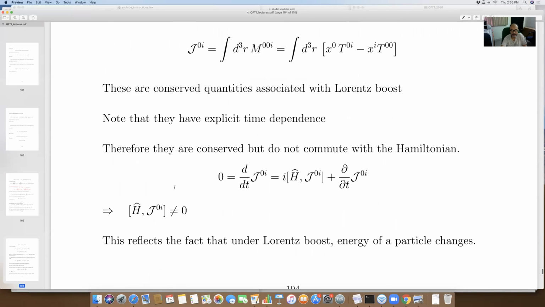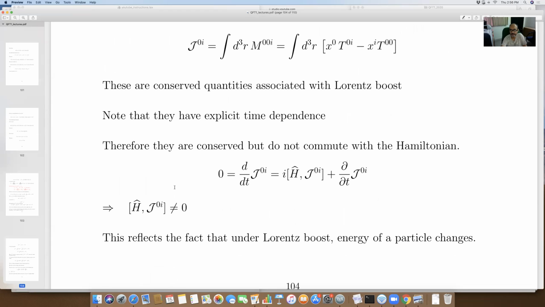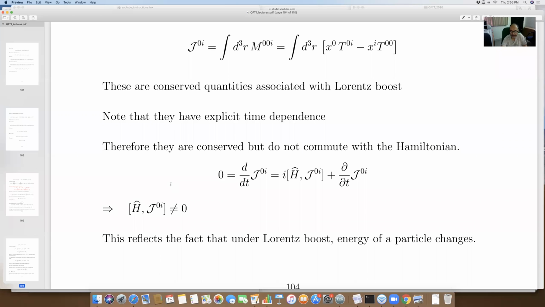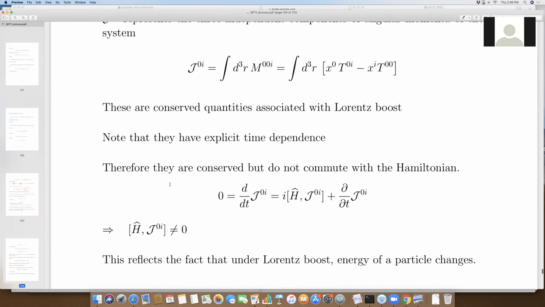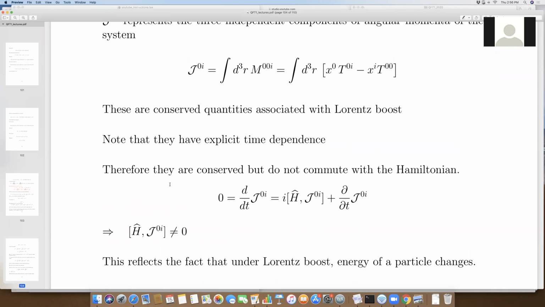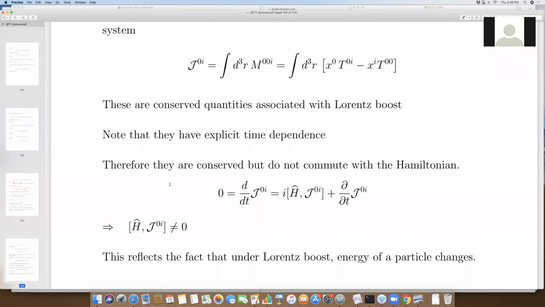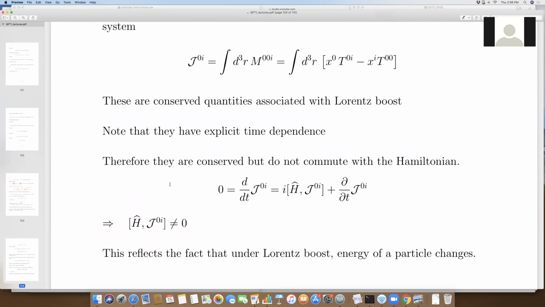Are there questions? Sir, this J0i quantity, it's a conserved quantity from Noether's procedure. Yes. Because it's not commuting with the Hamiltonian, we cannot say that it's sensible in QFT. No, it is sensible in QFT. We'll see that it's sensible in QFT, and all the Green's functions will be invariant under Lorentz transformation. But it doesn't commute with the Hamiltonian.